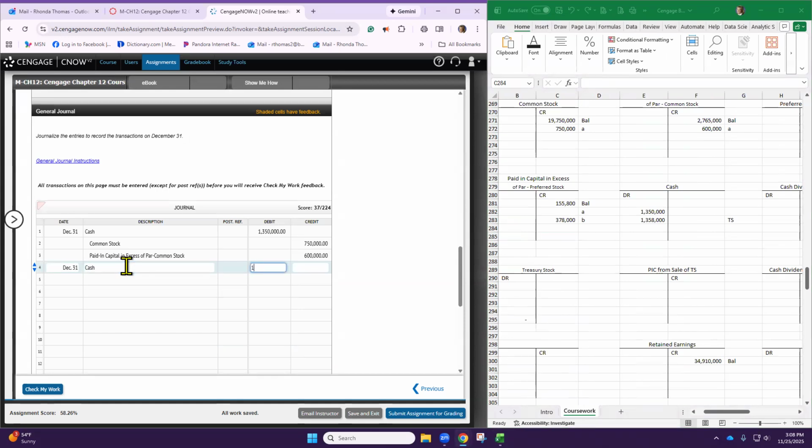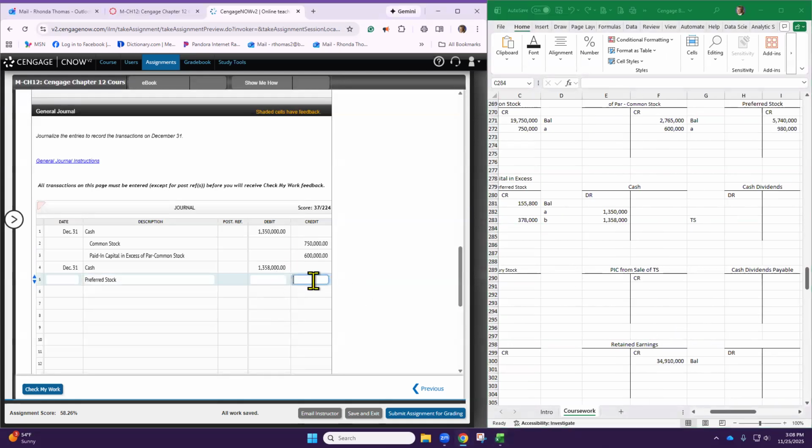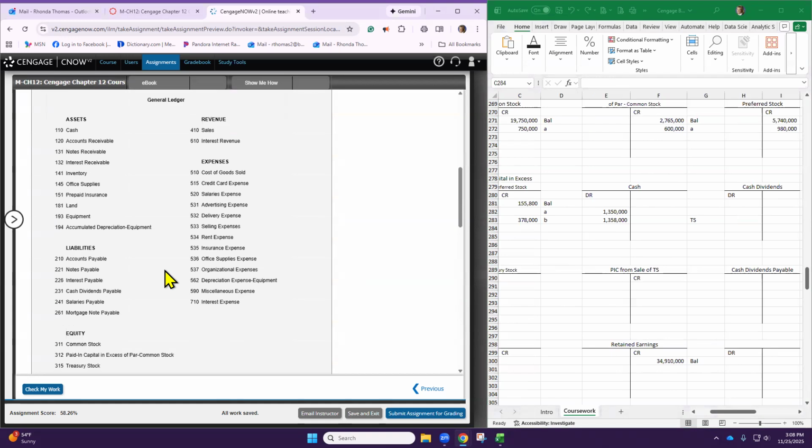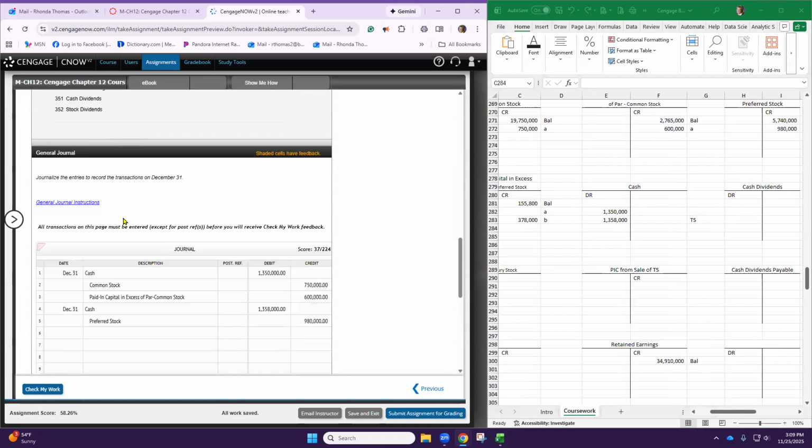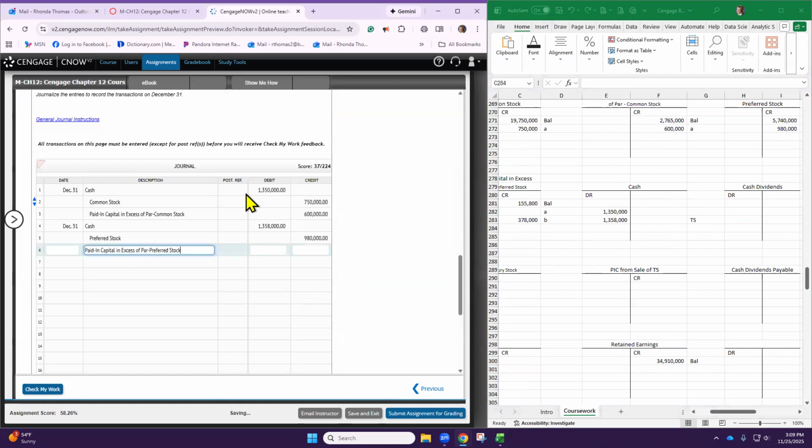Cash is coming in for 1,358,000. And we've got preferred shares that we're selling, preferred stock, and it has 980,000 as a credit. And then we want paid in capital in excess of par. Paid in capital in excess of par for preferred. Okay, so that's going to get the extra, which is the 378. All right, I think we're okay.